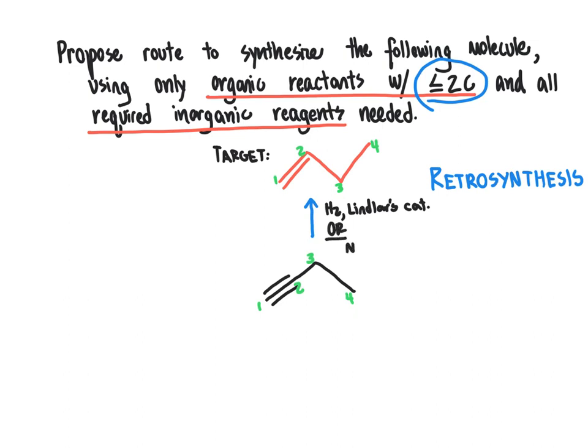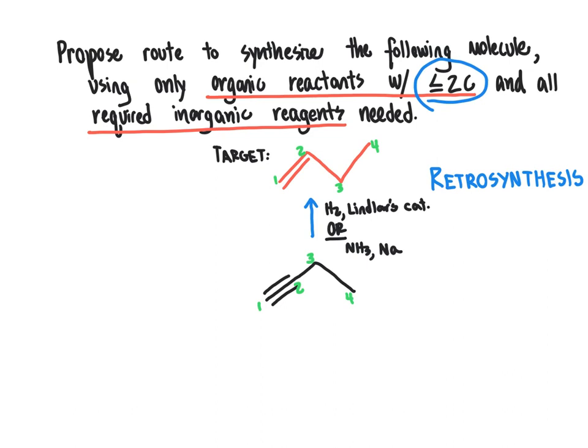Or we could use ammonia with sodium metal, which was another way that we talked about, the anti-stereoselective process for converting an alkyne into an alkene. So we've got that part of the process nailed down here, possibly.